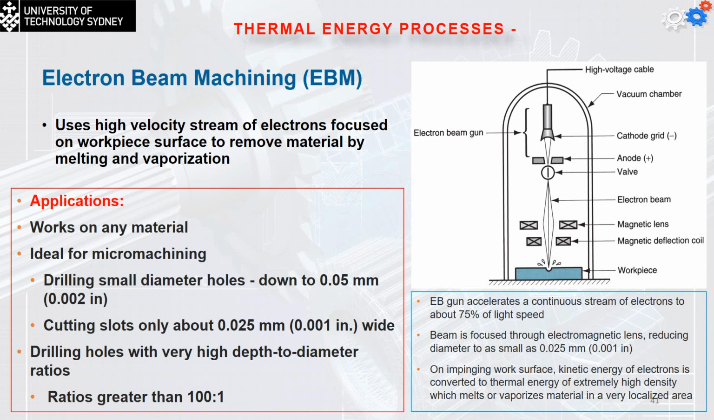Okay. So the EB gun accelerates the continuous stream of electrons to about 75% of the light speed, very high speed. The beam is going to be focused through the electromagnetic lens, as you can see here. This is the electromagnetic lens to send the beam to the point, reducing the diameter to as small as 0.025 millimeters. On the impinging work surface, the kinetic energy of the electrons is converted to thermal energy of extremely high density, which melts or vaporizes the material in a very localized area.